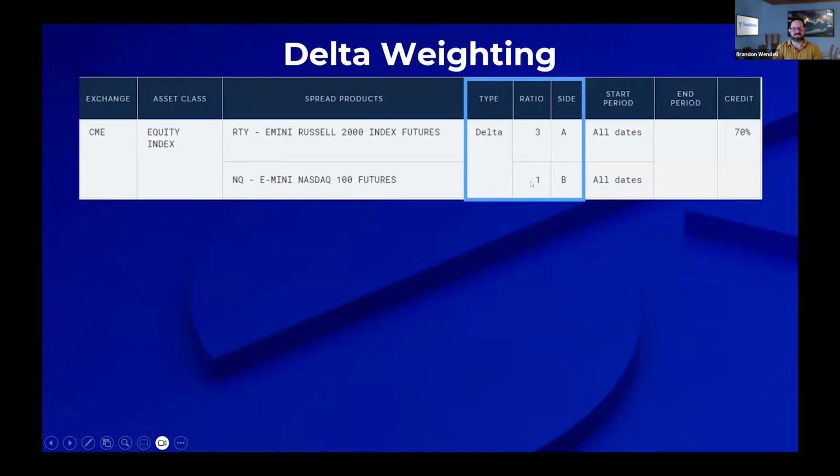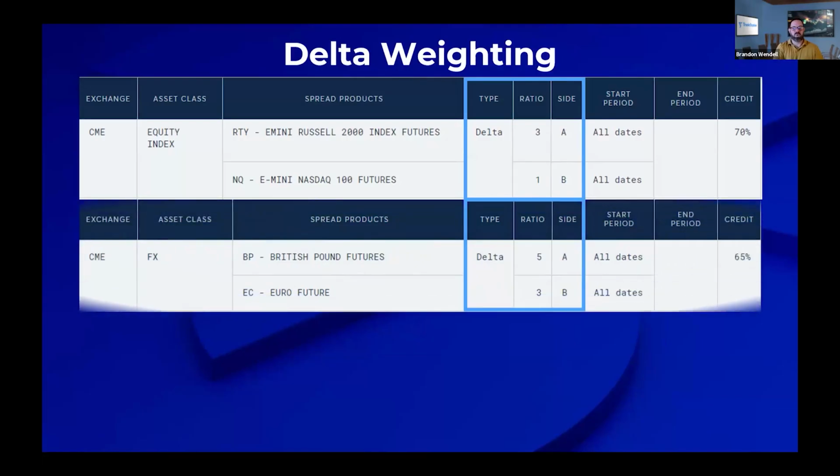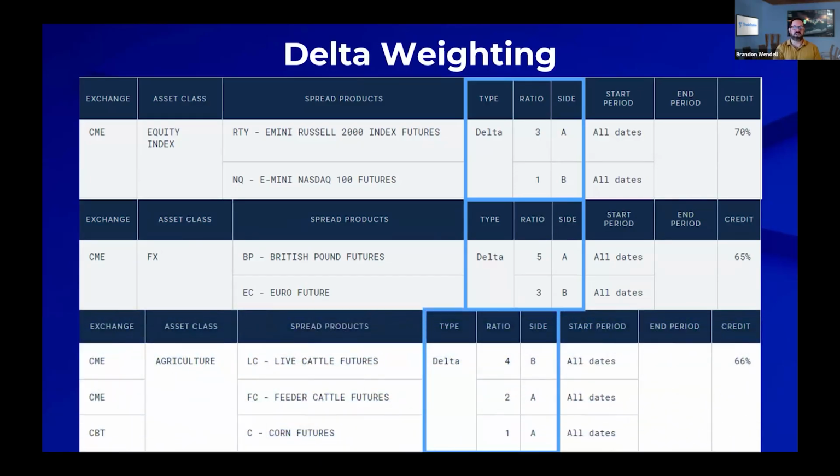Here you can see the Russell versus NASDAQ 3-to-1 ratio. So I had to choose 3 contracts versus 1 of the NASDAQ. Or British pound versus euros. That's a 5-to-3 ratio. Totally different, right? So definitely pay attention to the ratios, because otherwise you're going to have a bullish or bearish bias in your spread.